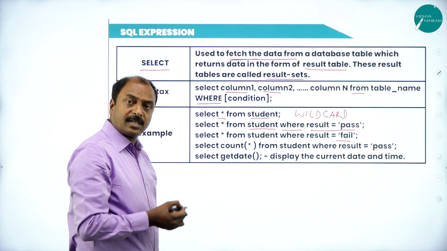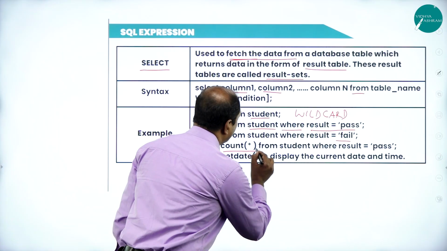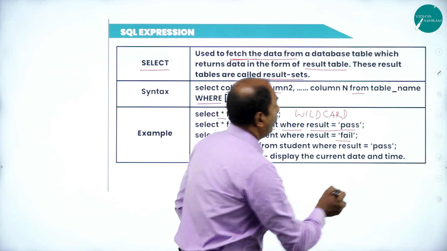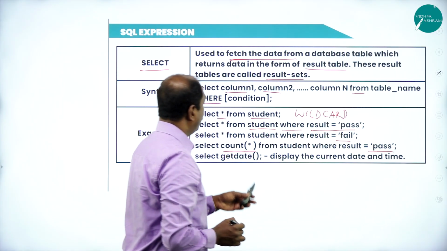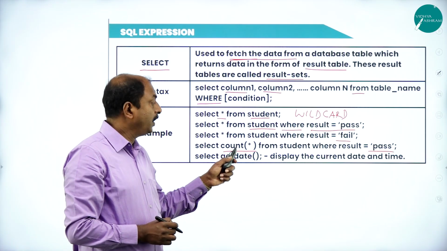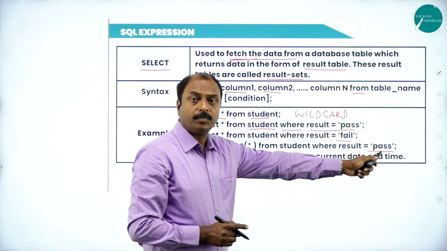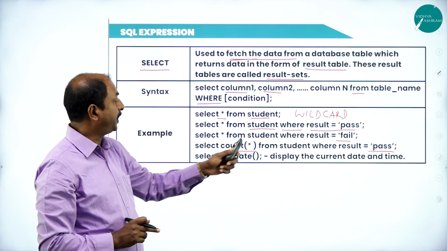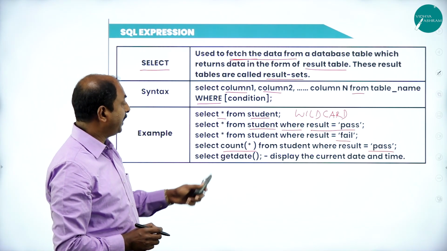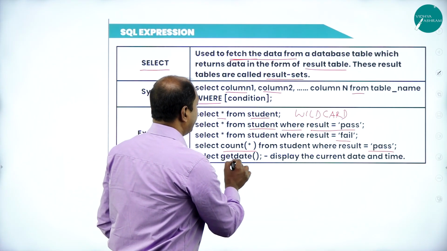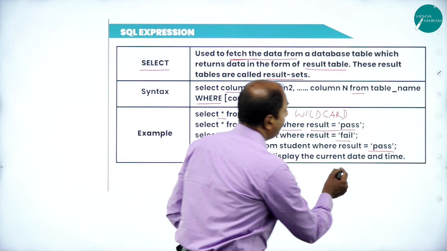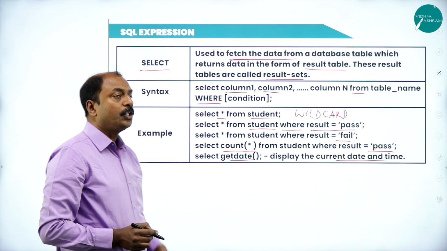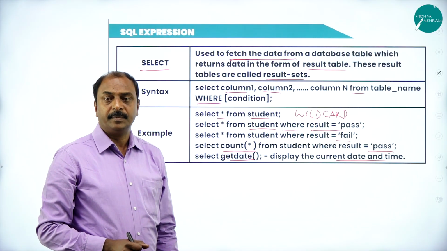And again, the next command is select count. This is one more function here, the count function. Select count star from student where result equals pass. Here we are using the count function to count the number of students who have passed, and it is going to return an integer value. Similarly, select getdate is another function. It displays the current date and time. So these are all select commands used to fetch the data from a table.